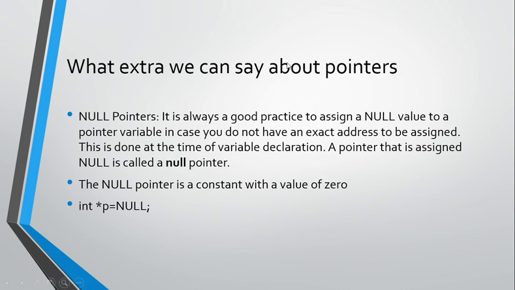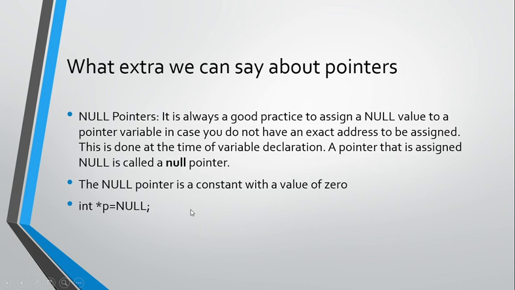So what extra can we say about pointers? Null pointer. It's always a good practice to assign a null value to a pointer variable in case you do not have an exact address to be assigned. This is done at the time of variable declaration. A pointer that is assigned null is called a null pointer. A null pointer is a constant with a value of 0.